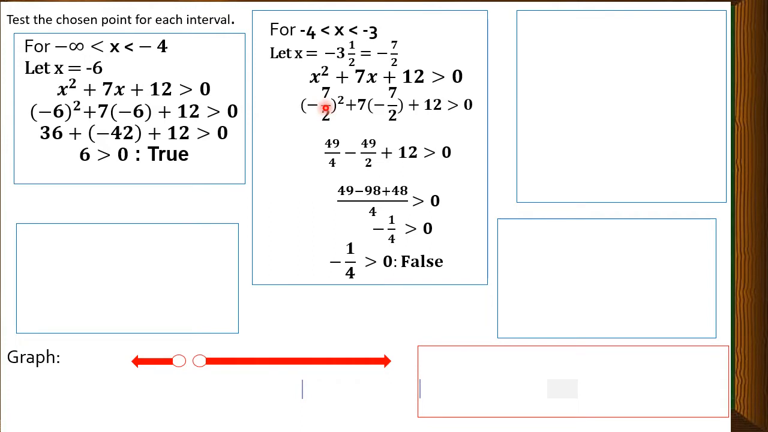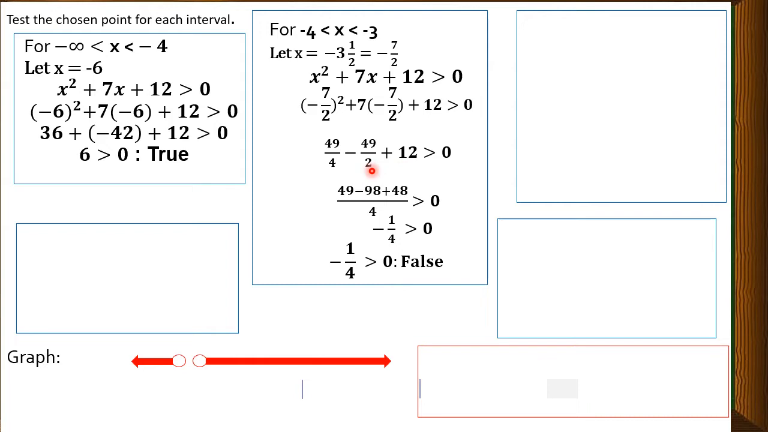Copy the original inequality. Substitute x by negative 7 over 2. So the quantity of negative 7 over 2 squared is equal to 49 over 4. So negative 7 times negative 7, that is 49, and 2 times 2 is 4. Then 7 times negative 7 is negative 49, over 1 times 2, since 7 has a denominator of 1, so that is equal to 2. Bring down 12, greater than 0.